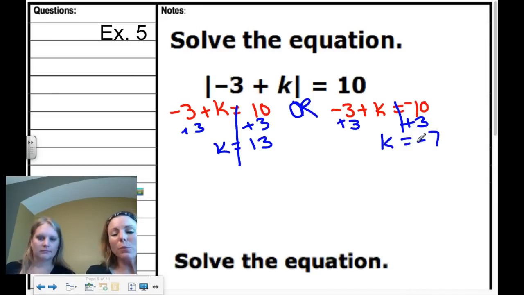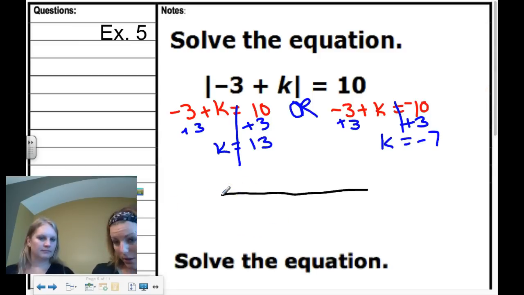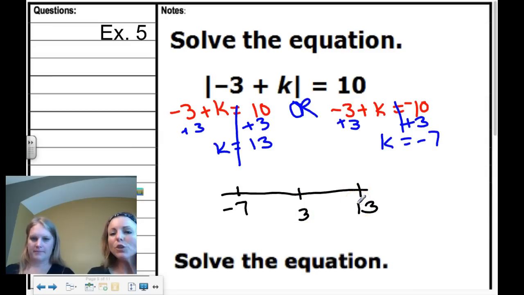We're going to show you something here so you can understand what we're doing. Right now we have 2 answers: k equals 13 or k equals negative 7. If we wrote on the number line, I'm going to have Miss Boyd write 3 different numbers for me. Negative 7, 3, and 13. Notice our answers, 13 and negative 7, are both 10 units away from 3, which was our number there.